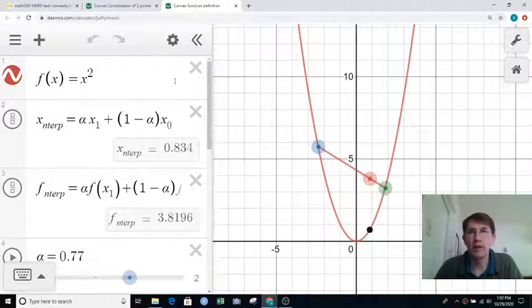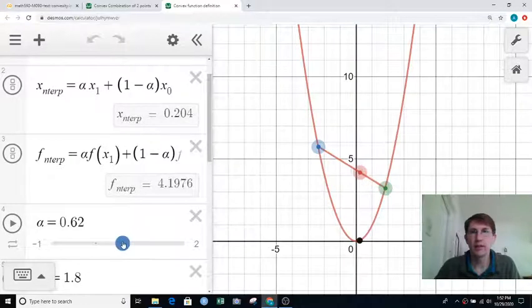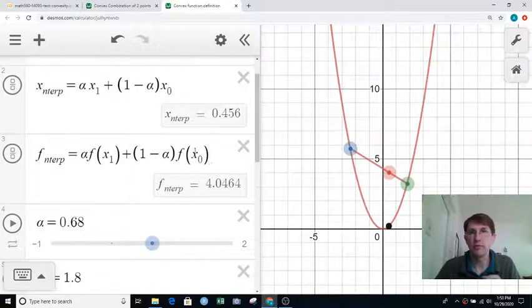Here's a quick demo of what we just talked about for convexity of functions. I have an obviously convex function here, or concave up. I'm saying here's an interpolated x value between x1 and x0 using my slider for alpha. And so I can slide it between 0 and 1 there. And then here's my interpolated function value, which is using one y value, one function value, and another one, and then doing an interpolation between those.